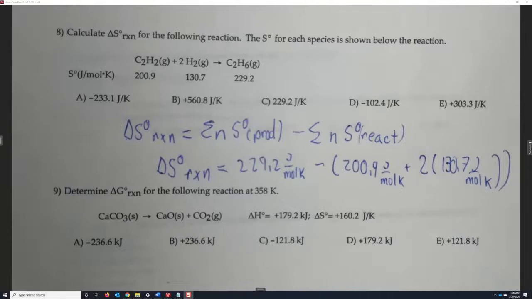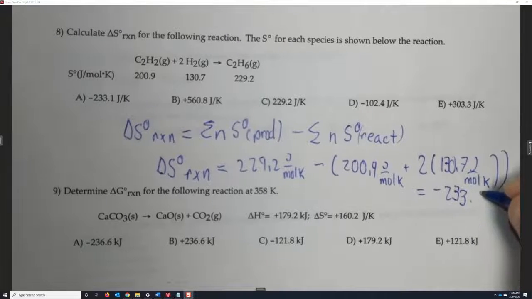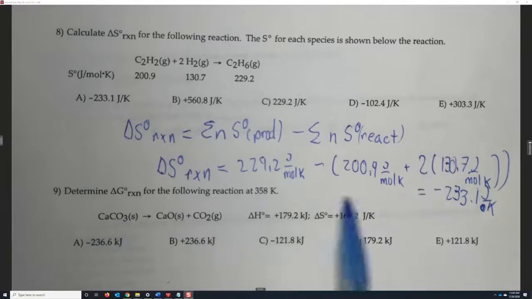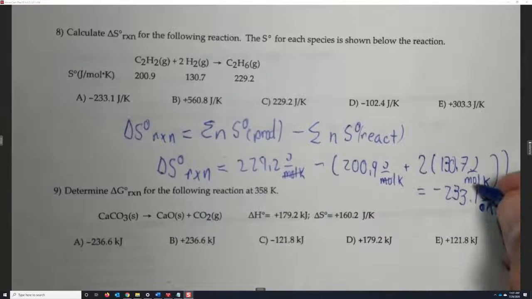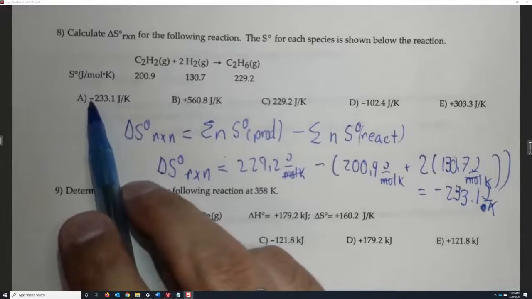When we do this math, we find that it is minus 233.1 joules per K. Technically we don't need the moles here because we multiplied this by 1 mole, and we multiplied this by 1 mole, so I made a little bit of a mistake with the units there. And that is choice letter A right here.